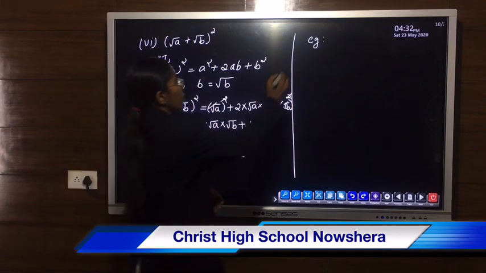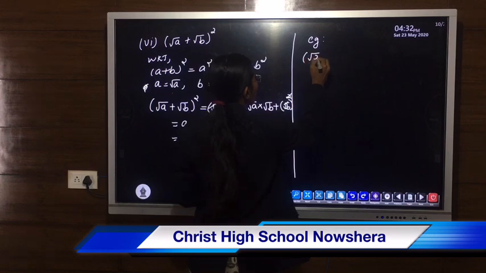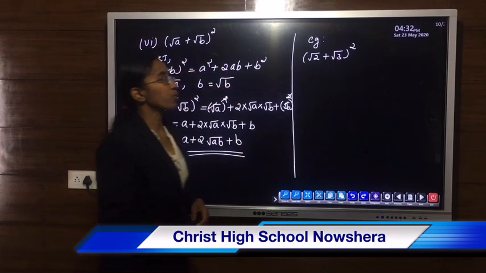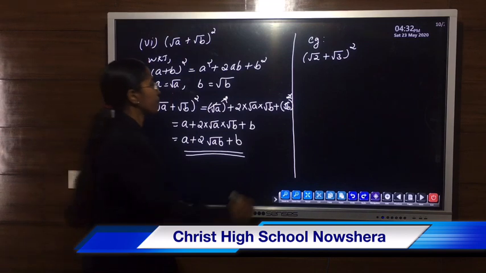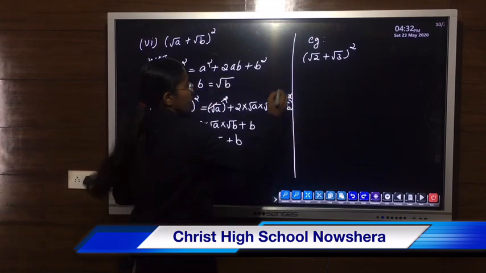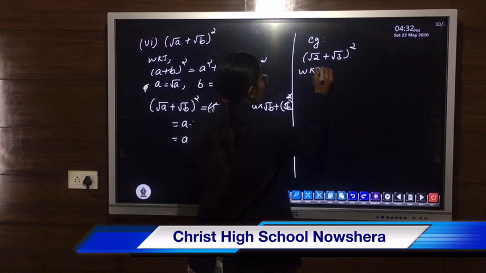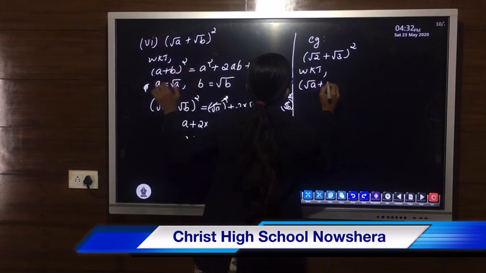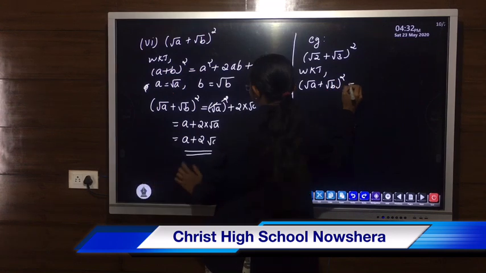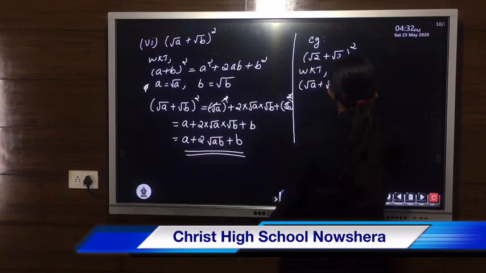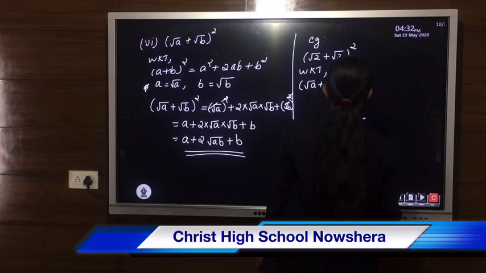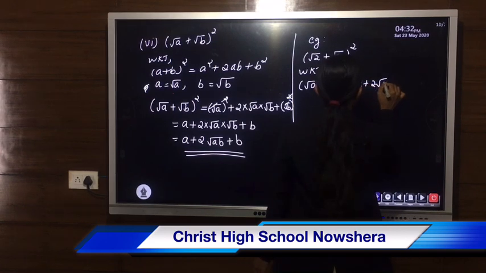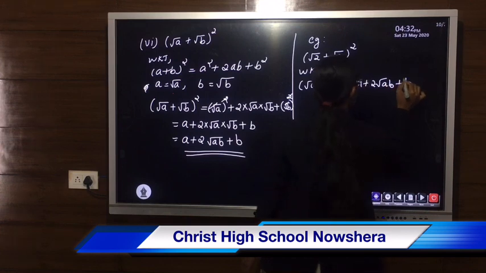Just check. Suppose root 2 plus root 3. What is the value of root 2 plus root 3 whole square? Here, what is our equation? We know that root a plus root b whole square is equal to, this is our equation, a plus 2 root ab plus b.